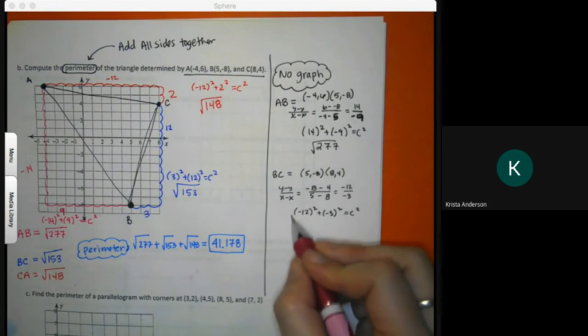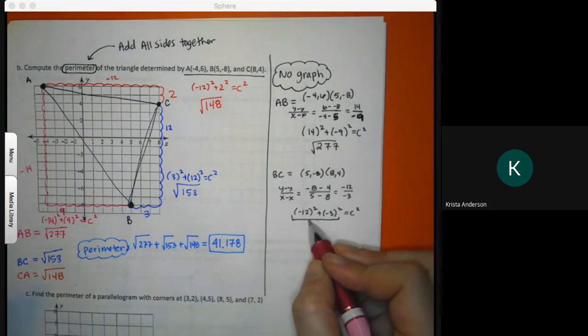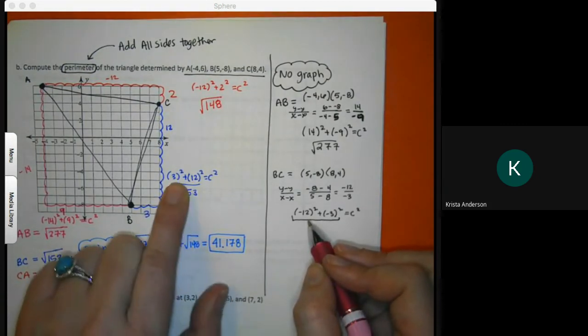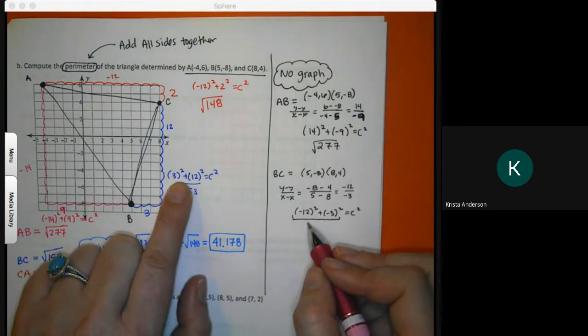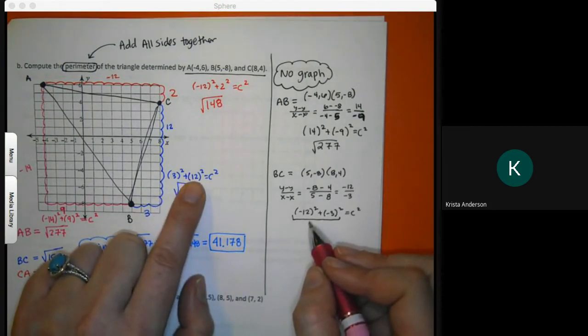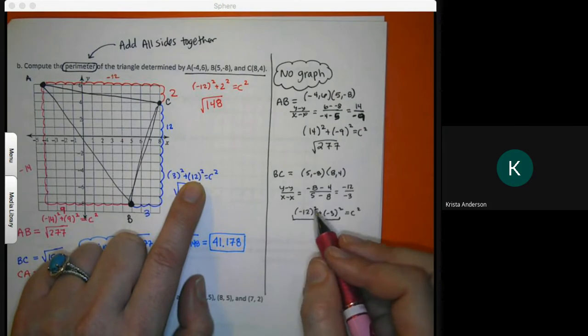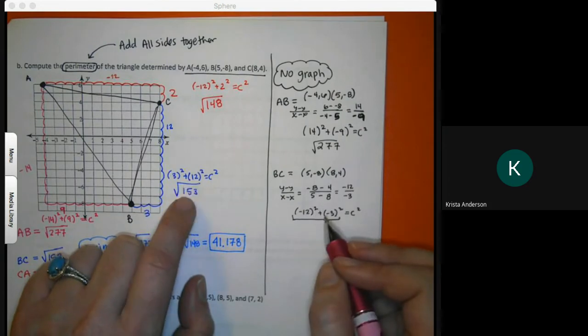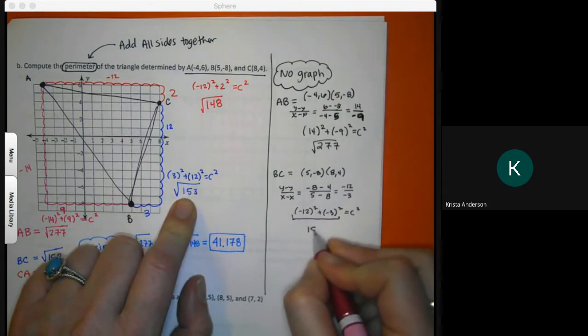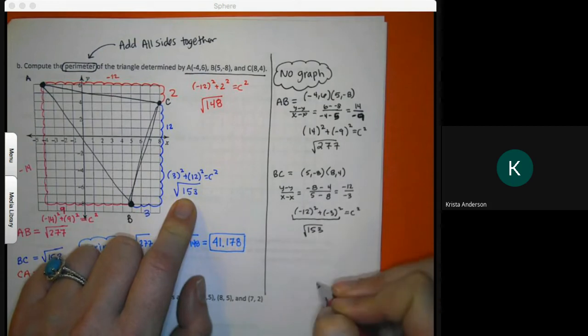When I combine these together on my calculator, you will notice 3 squared and 12 squared. Even if they're negatives, the negatives will cancel out, and you'll get the square root of 153.